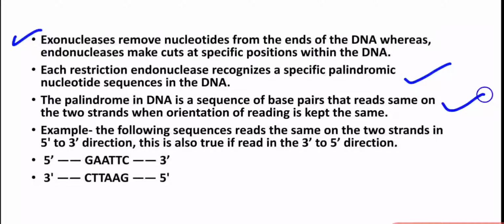Here an example of a palindromic sequence is given. GAATTC. If we keep the orientation of reading 5 prime to 3 prime, it is GAATTC on one strand. On the other strand of DNA, if we keep the reading frame 5 prime to 3 prime, again it will be GAATTC. So this is the example of a palindromic sequence.